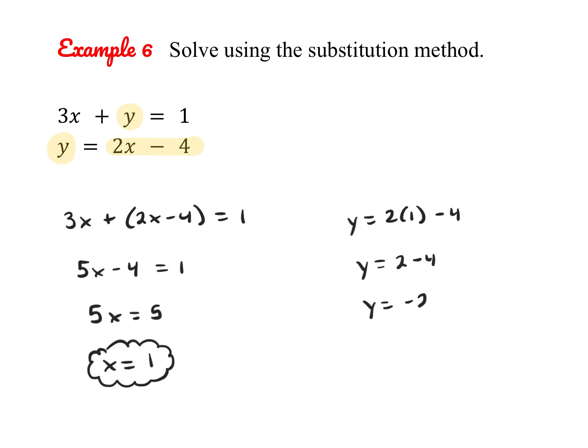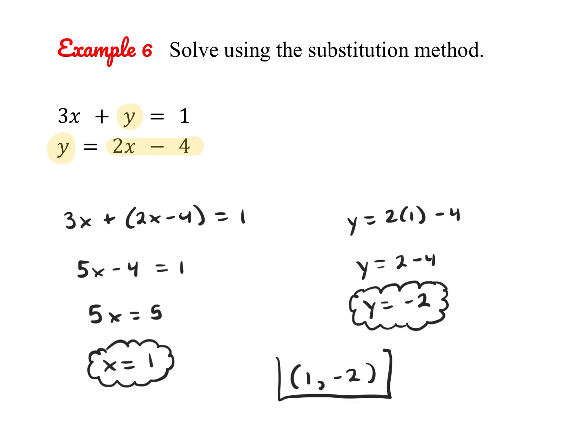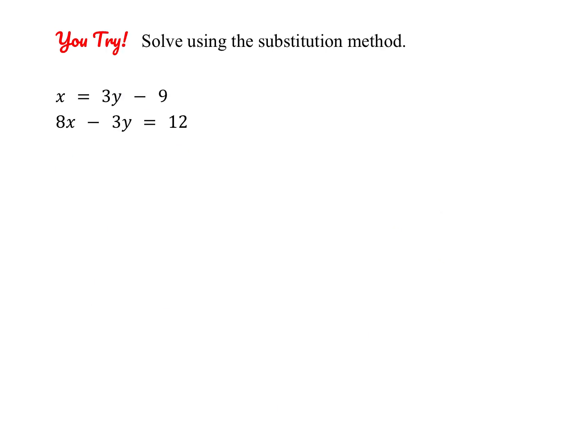Y is negative 2. So for a system of equations, we write our answer as an ordered pair. So we'll do parentheses 1 comma negative 2. Because remember, what we're really finding is the point of intersection between the two lines. All right, go ahead and pause the video and give this one a try on your own.